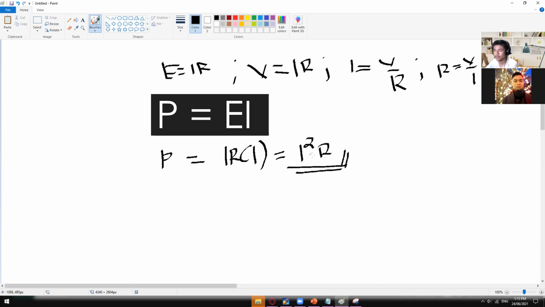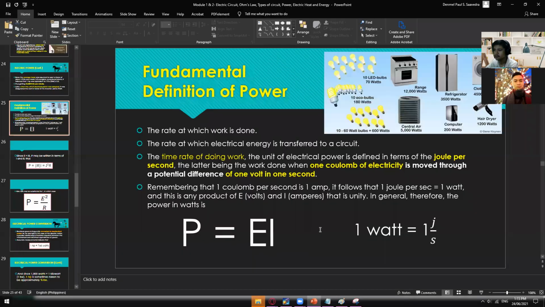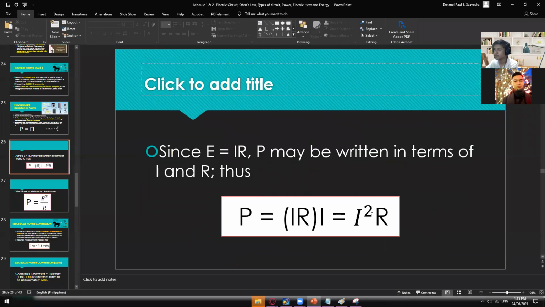So that's how we've come up with this I squared times R right here. Okay, so are we clear so far? Are you guys able to get that one? Just let me know if you cannot follow, so we can go back to that part again and explain more, maybe give more examples, more definitions. All right, so that's it for the I squared times R.